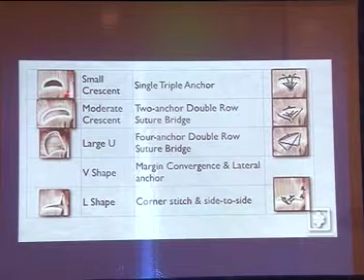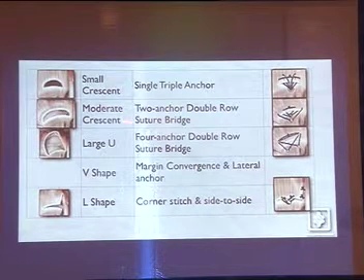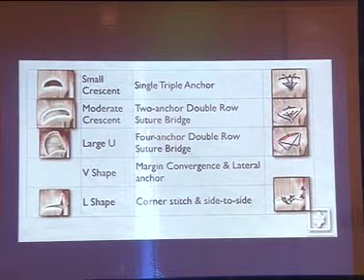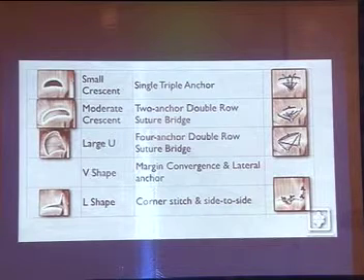If it is a small crescent, we can go like this. If it is a moderate crescent, we can go with this sort of tear. If it is a large U, then we can sometimes go for the margin convergence. With this sort of L tear, we have to go with this margin, and you can fix like a single row.